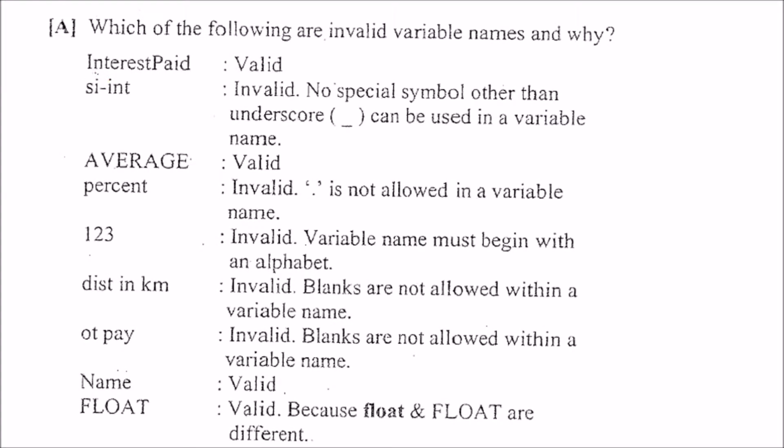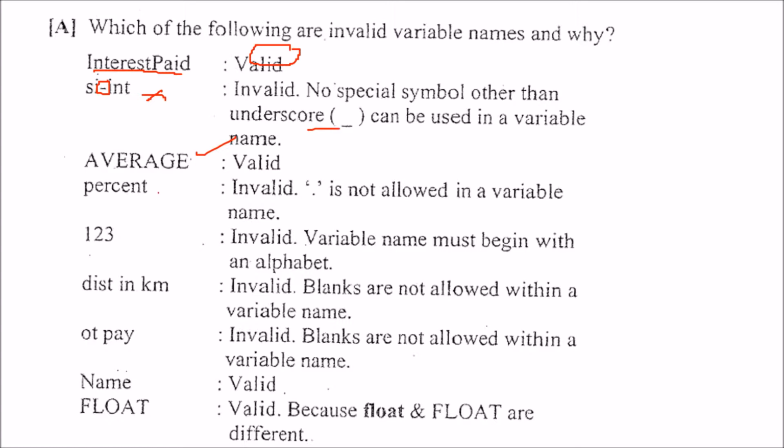This is interest paid, no problem with that, it is valid. This is not allowed, hyphen is not allowed, only underscore is allowed. This is the only special symbol which is allowed. So this is invalid. Average is valid, no problem. You can give the name in caps, means uppercase or lowercase.